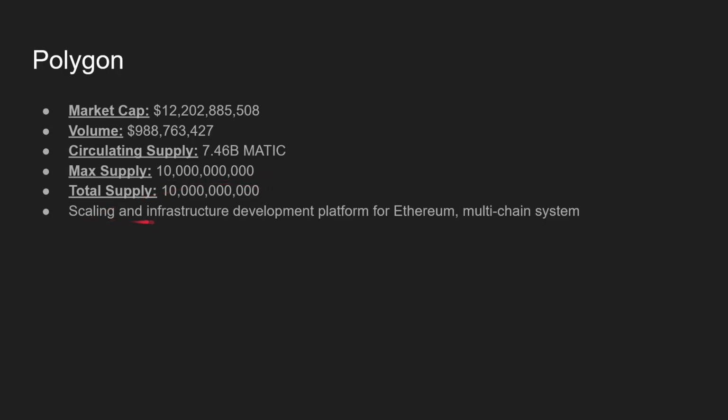And Matic is a scaling and infrastructure development platform for Ethereum. It's a multi-chain system. Basically, transactions that could be placed on Ethereum see very high gas fees, overall high transaction fees. Now, instead of using that main layer of Ethereum, people can opt to use Polygon for faster transactions, much lower fees. They can deploy decentralized applications such as DEXs and other market makers, other platforms, NFTs on Polygon to take advantage of those faster transactions and overall lower fees.